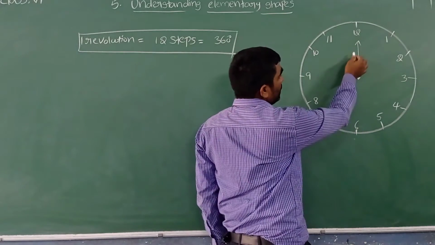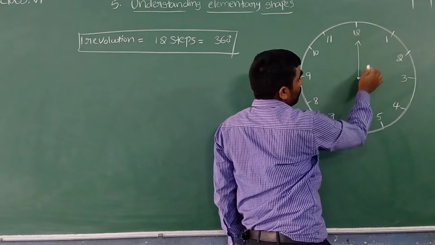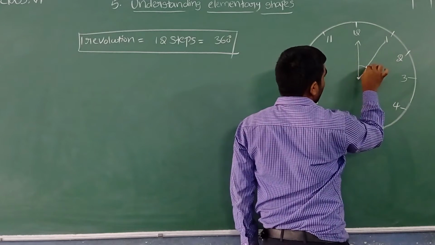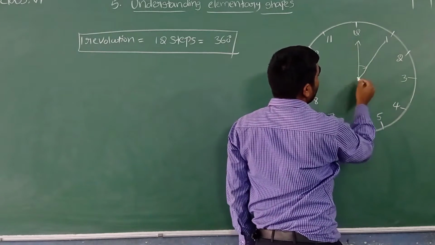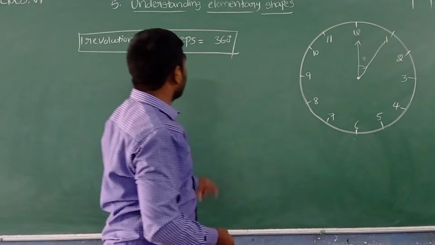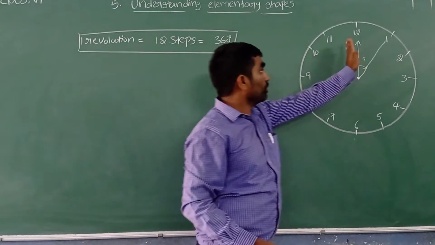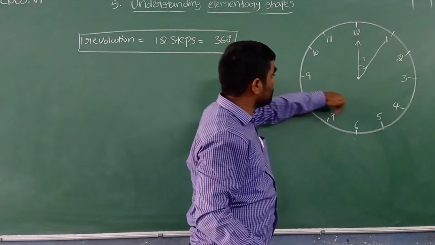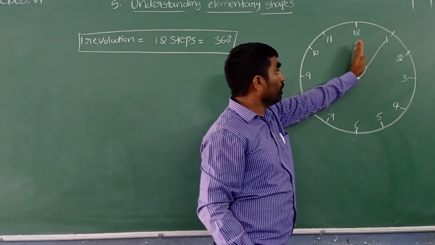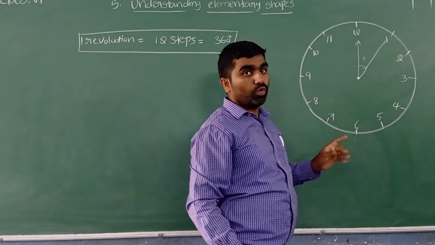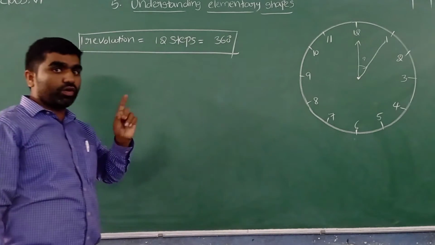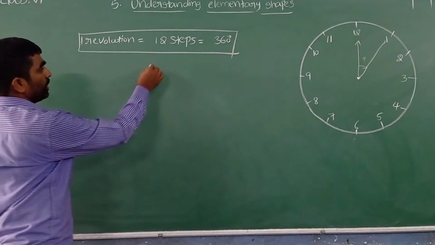Suppose the minute hand, or whatever hand, is moving in the clockwise direction up to 1. Now tell me, what is the angle from 12 to 1? We know the angle of all 12 steps is equal to 360 degrees. If I want to know the angle of only one step, from 12 to 1, how can I find it?